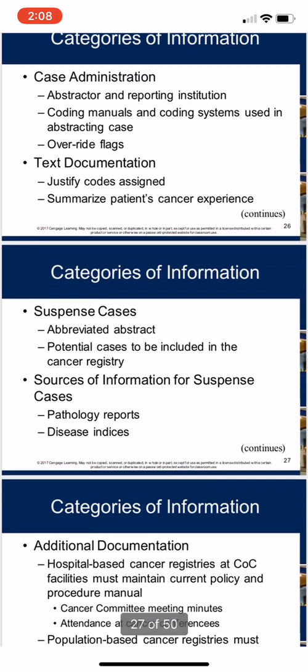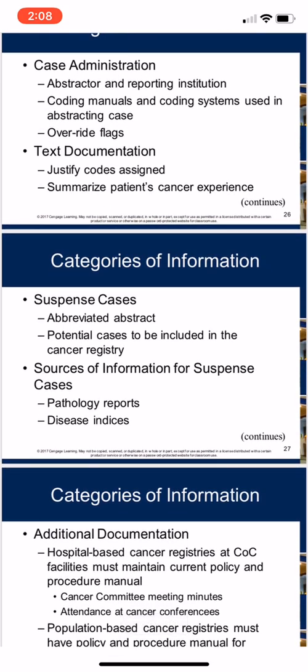Then you have suspense case. This is an abbreviated abstract. Before preparing an abstract, the hospital registry must identify the cases to be abstracted. This is done in a suspense system within the registry software. Pathology reports and disease indices are used to identify potential cancer cases for abstracting. And so these documents are used to create the abbreviated abstract, which is called our suspense case. The registrar examines suspense cases to determine if they are reportable and should be abstracted.